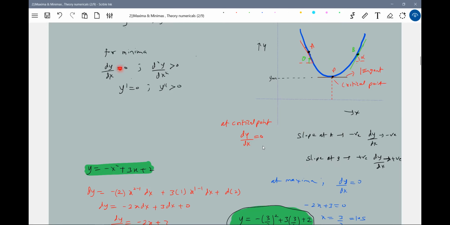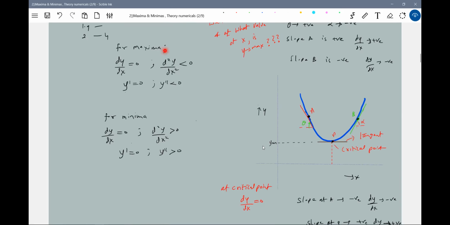What is the basic necessary condition for maxima and minima? These are the conditions we use. Let me summarize. For maxima, the first order derivative will be 0 at a point, and the second order derivative should be less than 0. For minima, the first order derivative will be 0, and the second order derivative should be greater than 0. Please do remember this.